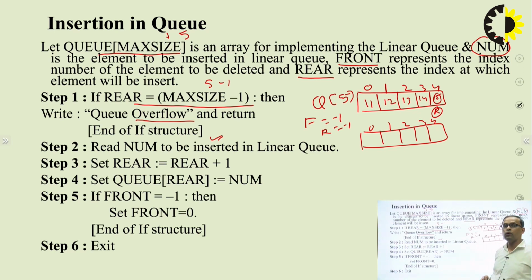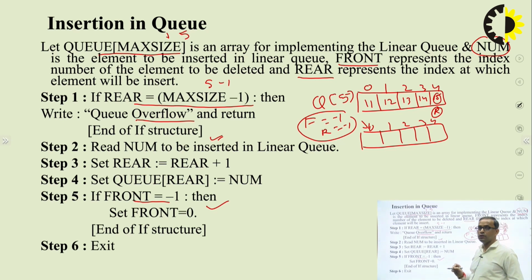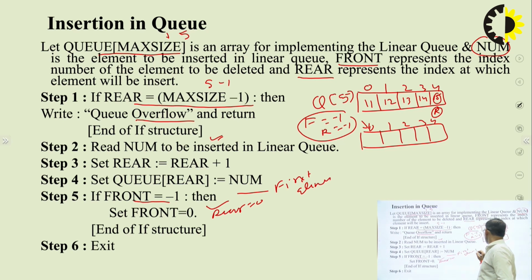Okay. So whenever we are going to insert the first element in queue, this condition will be used. Initially, when queue is empty, front is equal to -1 and rear is equal to -1. Now we are going to insert the first element in queue, so we have to set front equal to 0, and rear is also equal to 0 for the first element. Front and rear both represent this index, and at queue of rear we will insert the num. Suppose we have inserted 11.